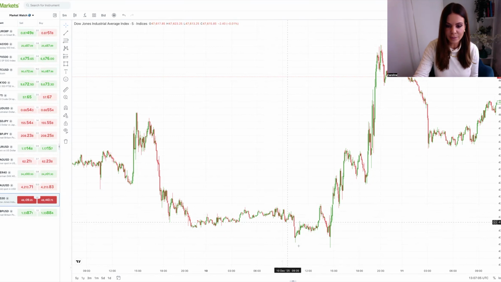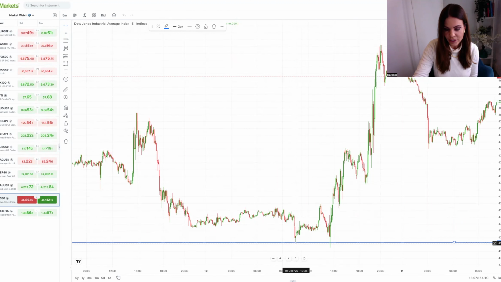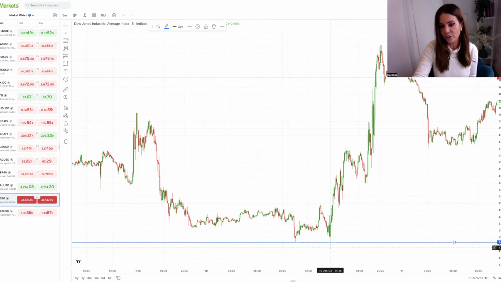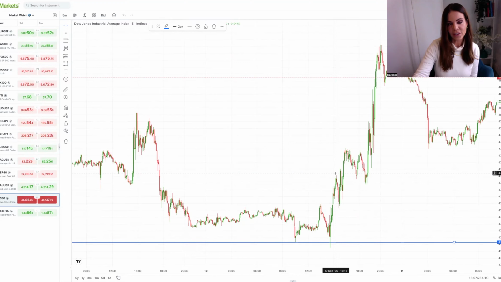So just a little example that we have here. Can you see how we have the low of the day was set down here, this little point here? I'm just going to draw on a little line to show us the low point. So this is the low of the day. Can you see how the market breaks the low with a wicky candle, but then shoots back up again? So this is a classic liquidity sweep.